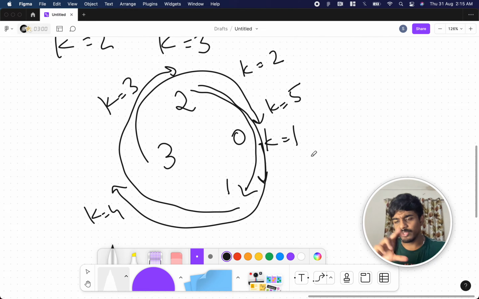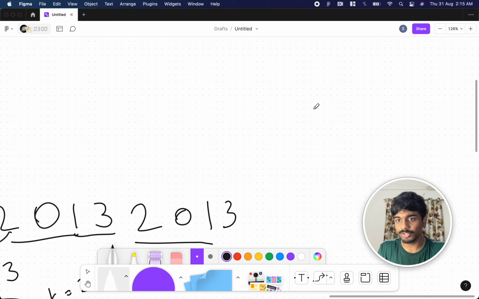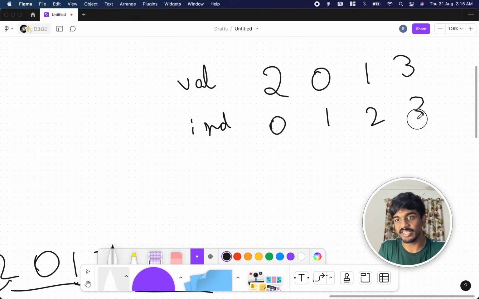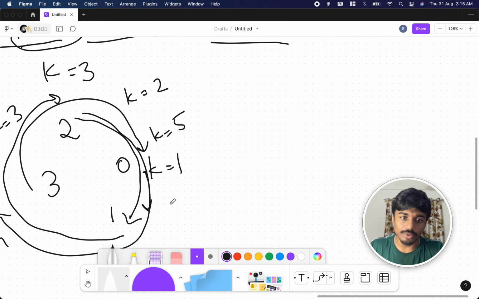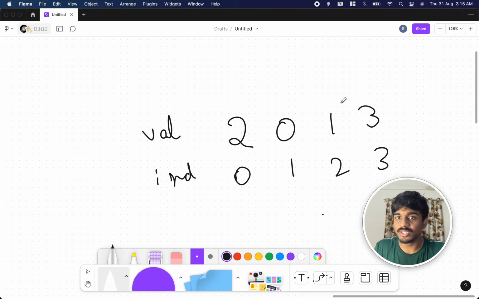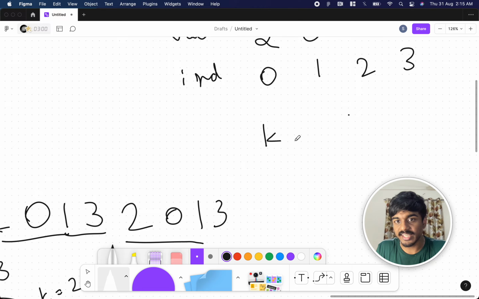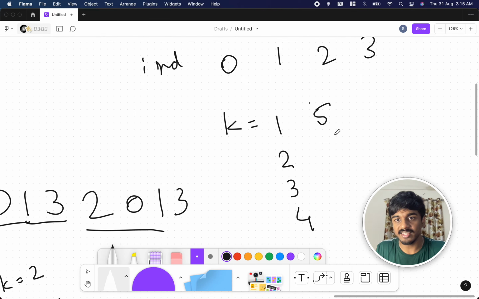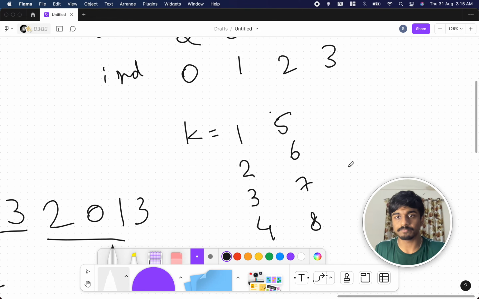Now we know that the k value is getting repeated, and in one array itself I am able to get all of this. So since we know all of this, let's write this down. 2013. These are all the values, and index is what? Index is 0 1 2 3. Now we got all of this. Who is repeating here? So let's say k value is 1 2 3 4. From 5 onwards it's repeating, right? 5 6 7 8, it's repeating.